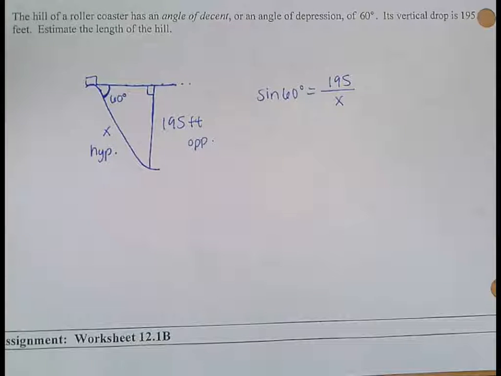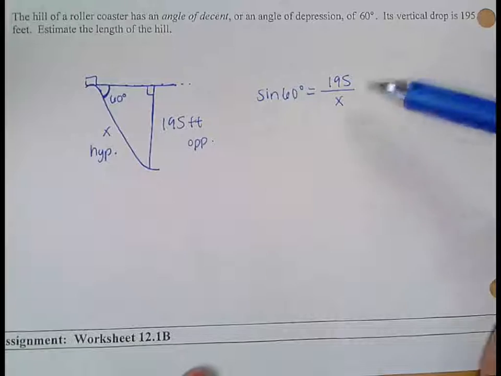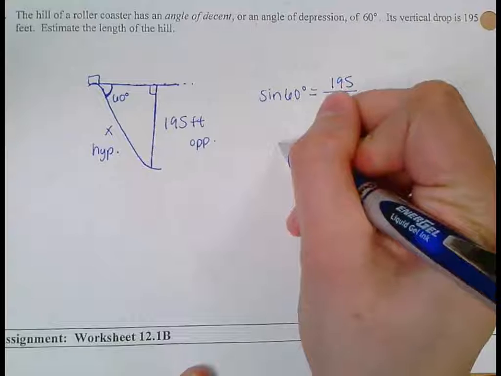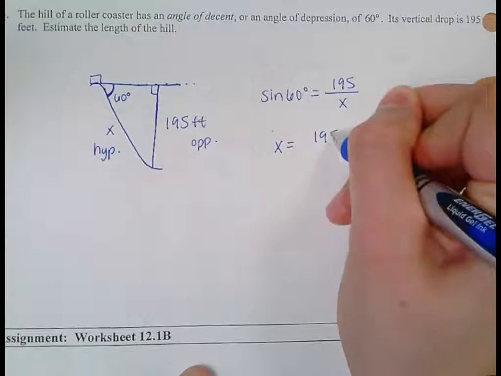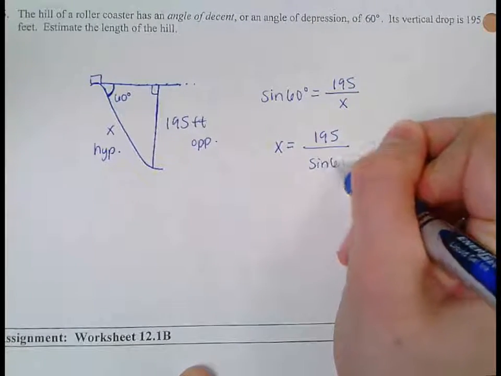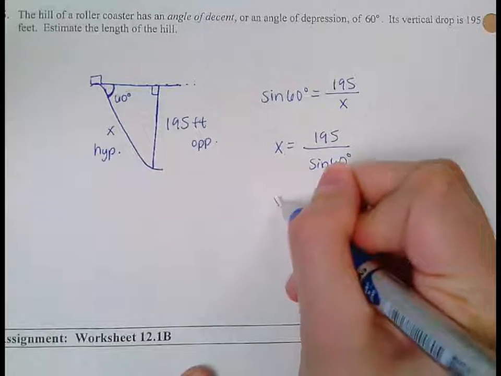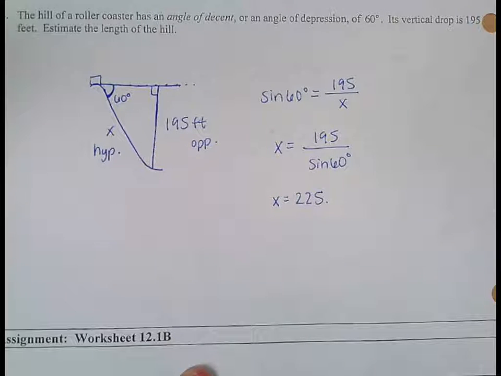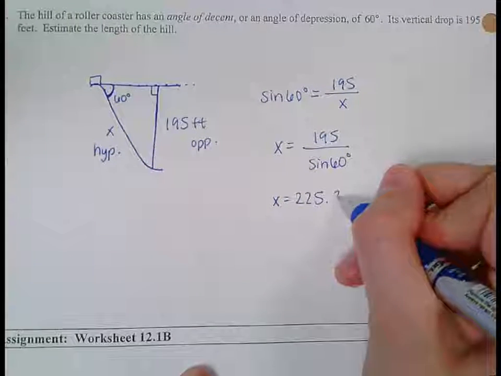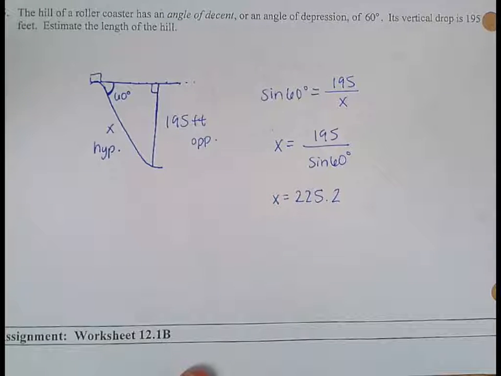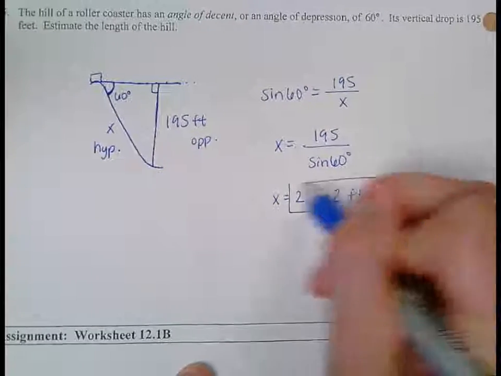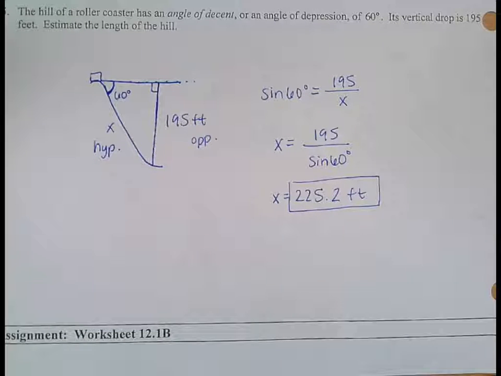I'm going to shorten the work I show for this one, since it's very similar to the previous example. We multiply both sides by x and divide both sides by sine of 60, so x equals 195 divided by sine of 60. That gives 225.2, measured in what unit? Feet. So the hill is approximately 225.2 feet.